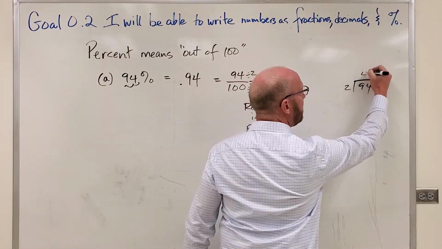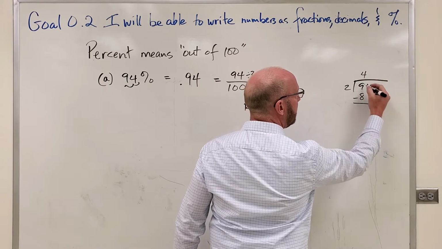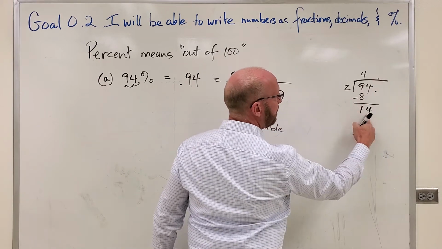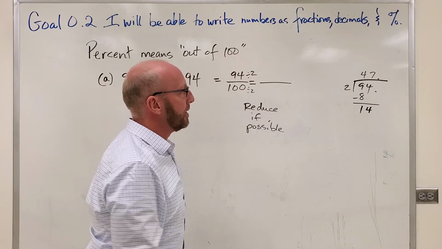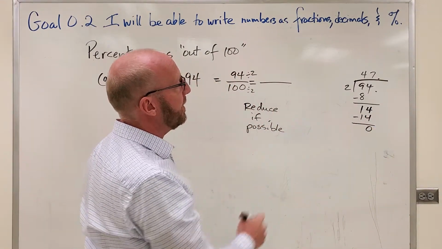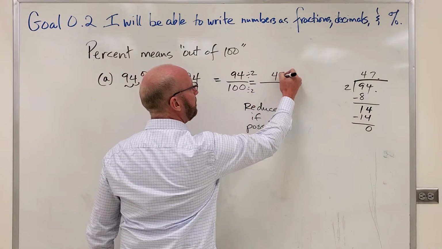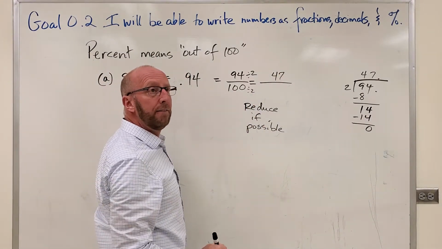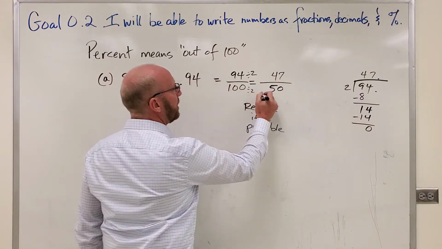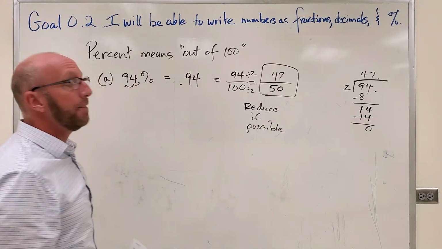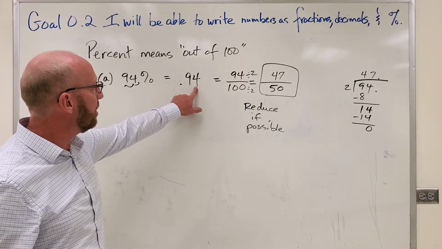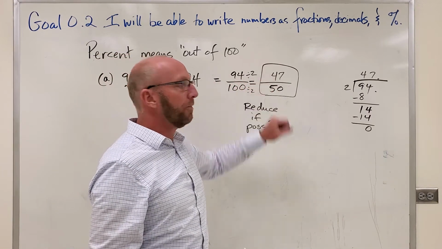How many 2's in 9? 4. 4 times 2 is 8. 9 minus 8 is 1. Bring down the 4. How many 2's in 14? 7. 7 times 2 is 14. A remainder of 0. So 2 goes into 94 47 times. How many 2's in 100? 50 times 2 is 100, so that's pretty easy. I can just do that. So 94 100ths is the fraction 47 50ths. So I can write 94% as 0.94 and as 47 over 50.